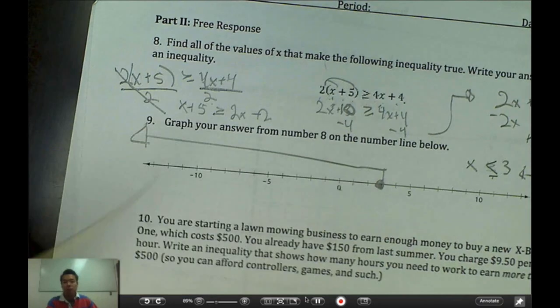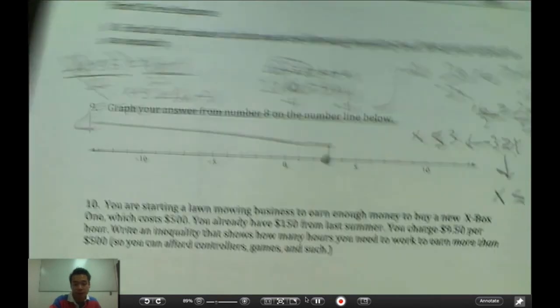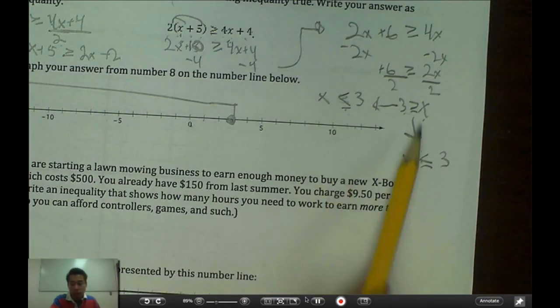And then from here, you solve it, you should get x is less than or equal to 3, or 3 is greater than or equal to x. Either of these would work. They're all the same. Okay.